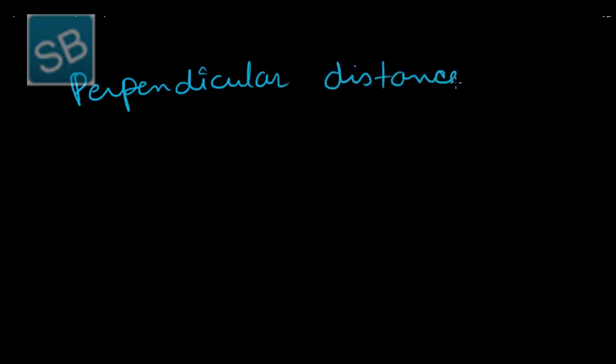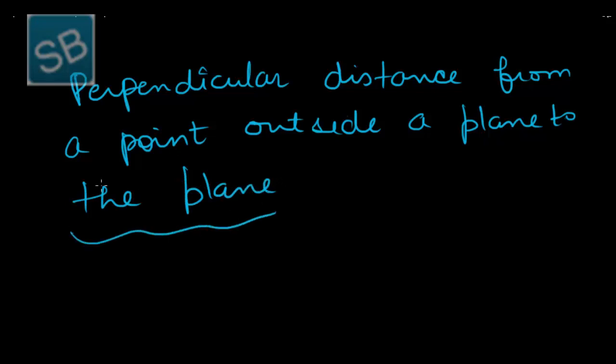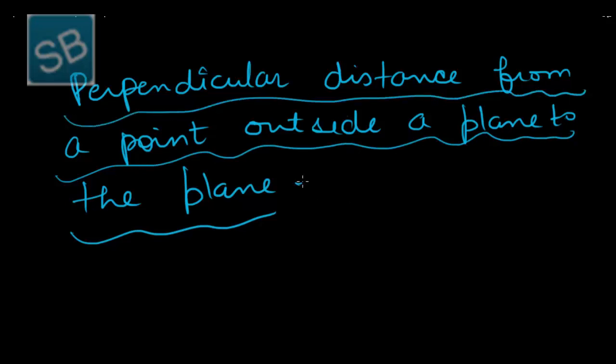Now we are going to discuss the next topic, that is the perpendicular distance from a point outside a plane to the plane. That is, we have to find the perpendicular distance of a point which does not lie in that plane, that is outside the given plane.